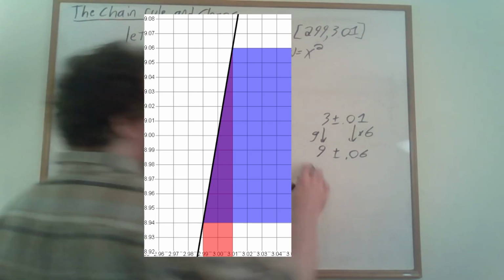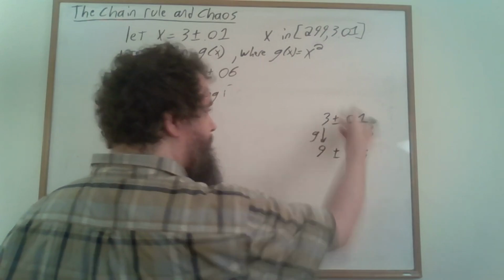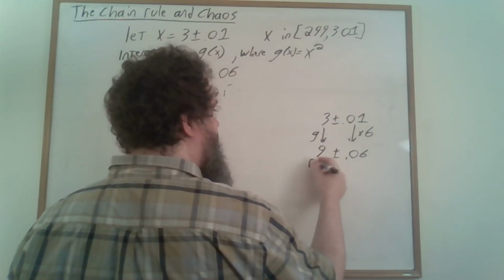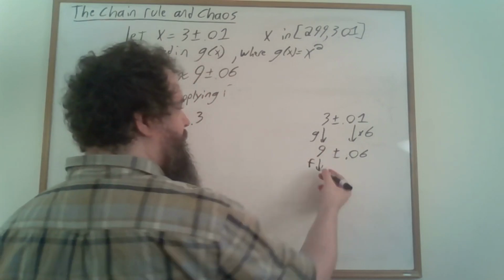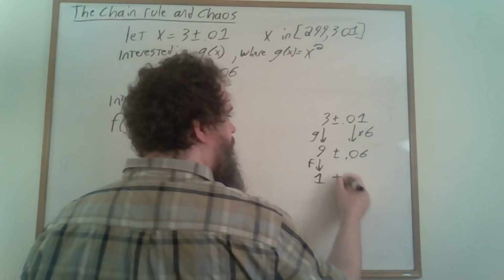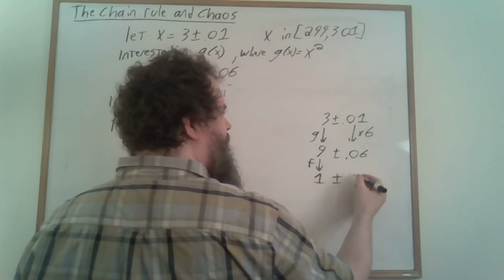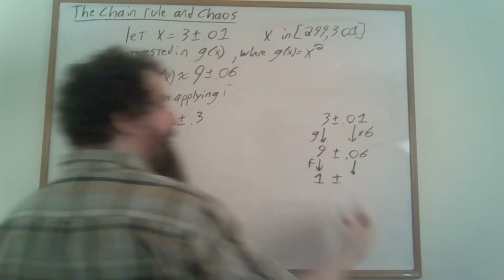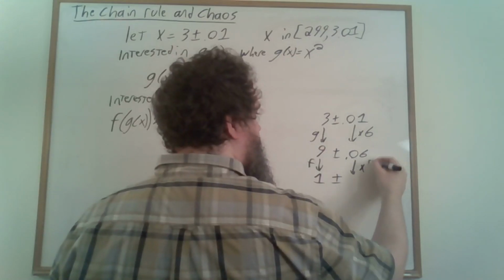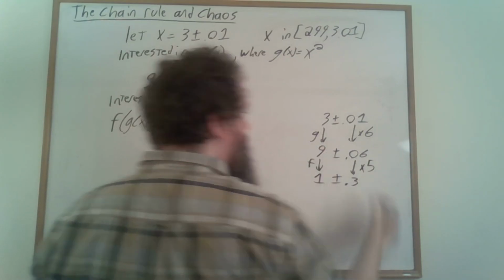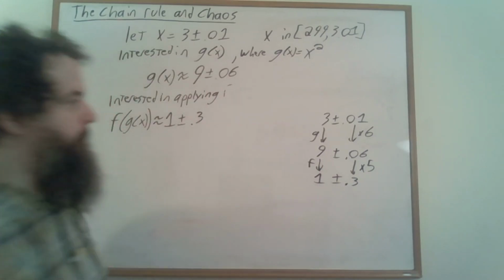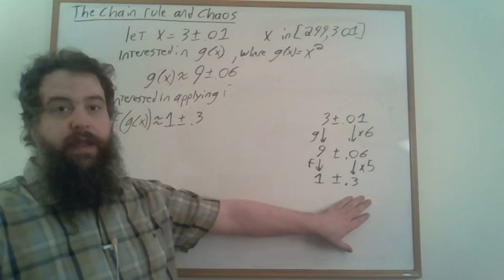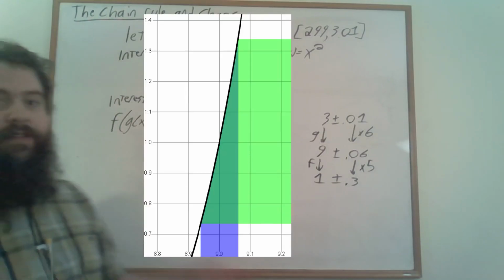And then we wanted to take our 9.06, this result, this g of x, and apply our function f to it. We applied our f to 9 to get 1, and then we had to multiply our uncertainty by the derivative of f at 9. That was times 5 to get 0.3. So our final value was approximately 1 plus or minus 0.3. And that looked like this.